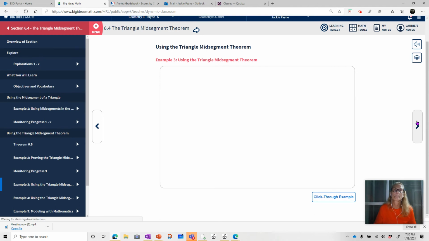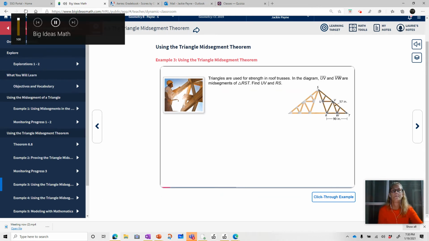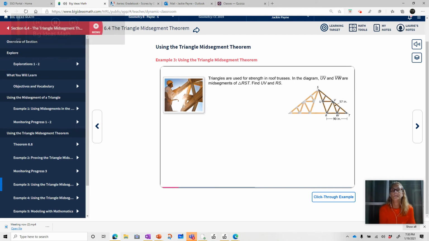Okay. But here is an example where we're going to actually use the midsegment theorem, and this is in our class notes. I'm going to go ahead and start now. Triangles are used for strength in roof trusses. In the diagram, segment UV and segment VW are midsegments of triangle RST. Find UV and RS.